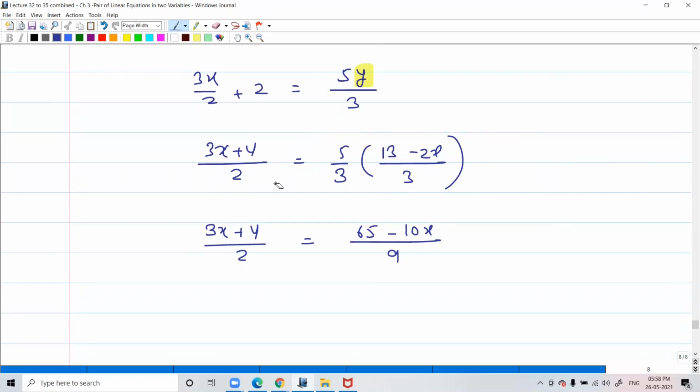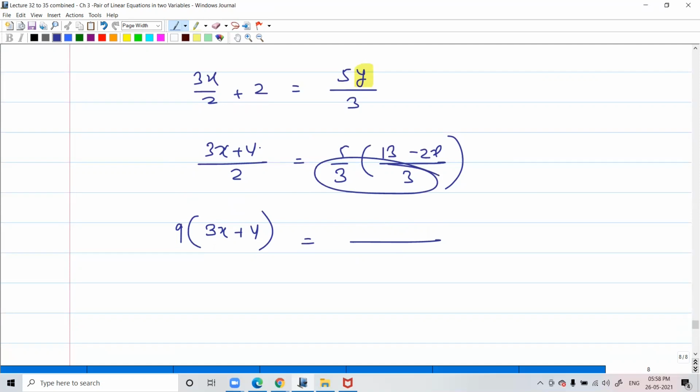5 2s are 10. That would have been better. Easier to do the calculation also. So let's do that itself, okay? So this is 3 3s are 9. I'm going to send this 9 to the left hand side. So it will be 9 times of 3x minus 4, 3x plus 4.